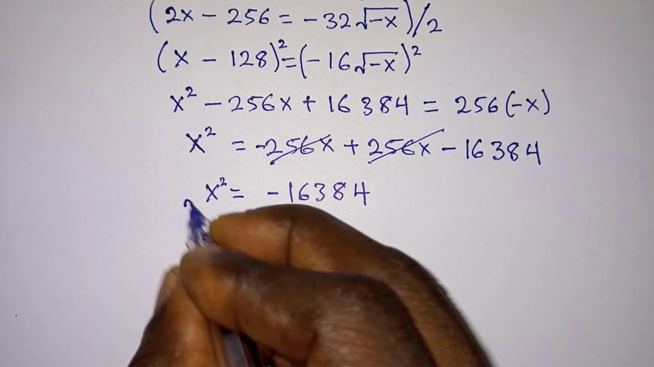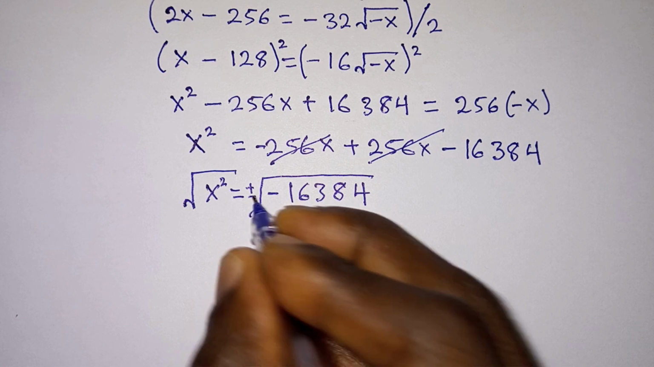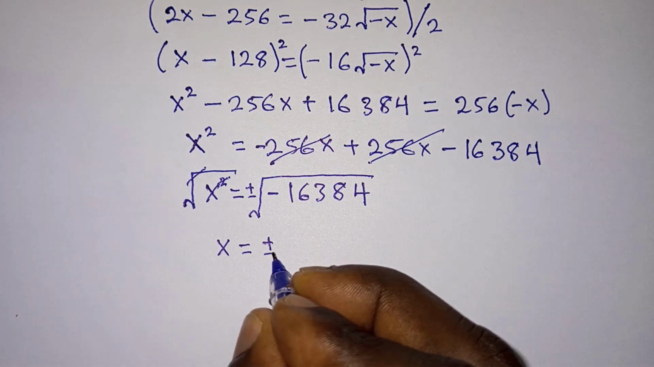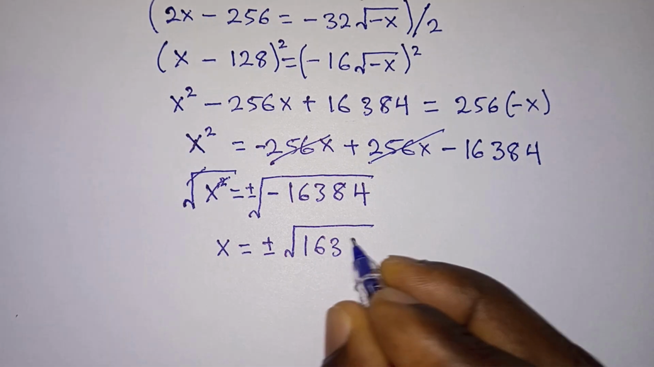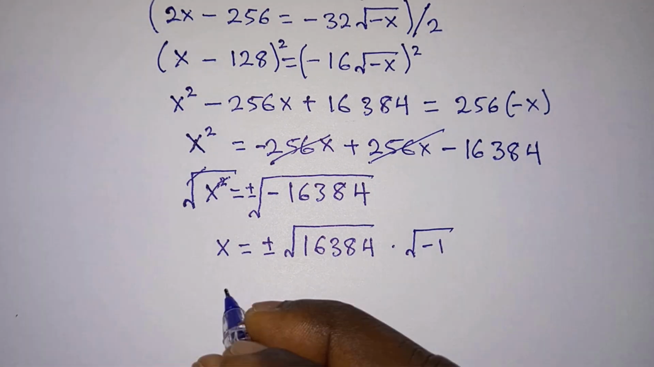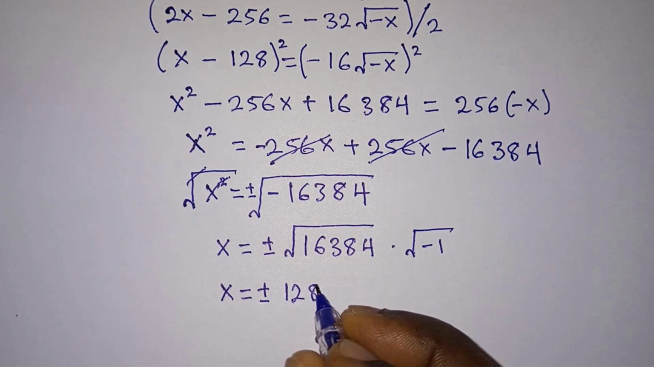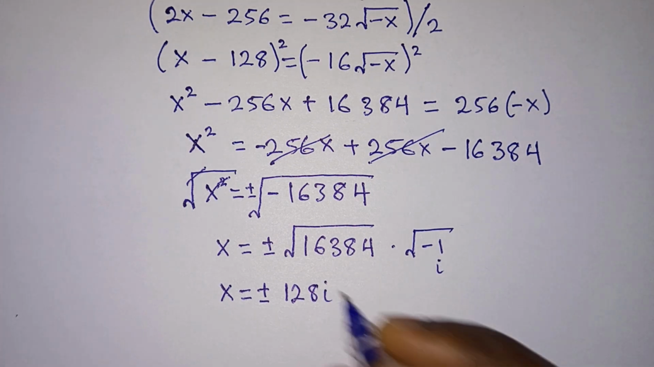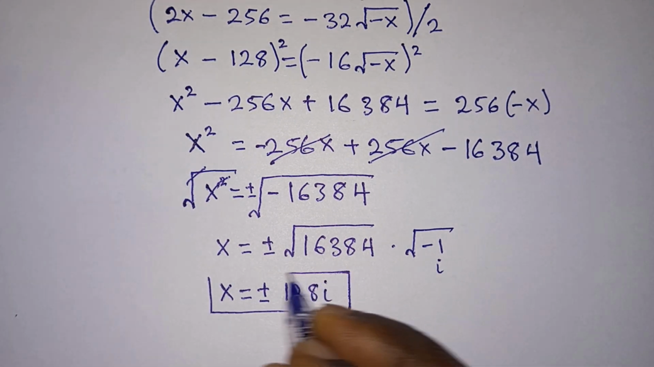We are looking for x, so let's take square root on each side of the equation. But remember, we have plus or minus here. This square and then this square root will go. We have x is equal to plus or minus. We can write this as square root of 16384 times square root of negative 1. So x is equal to plus or minus 128. Then square root of negative 1 is simply i. So we're going to have 128i. So ladies and gentlemen, this is the value of x: plus or minus 128i.